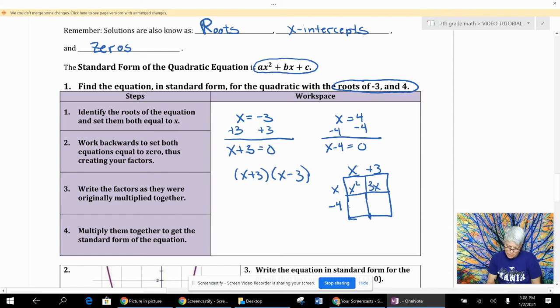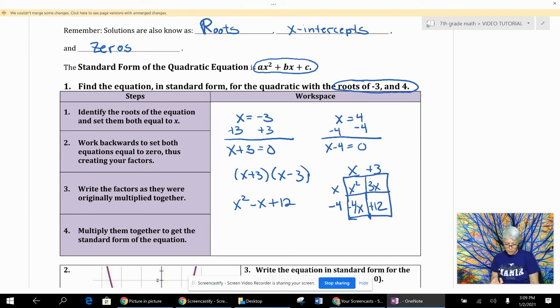Okay, so this is negative 4x, and this is plus 12. Okay, so then I'm going to write this out. I get x squared minus x plus 12. And that's doable. That's awesome. And so we can work with that.